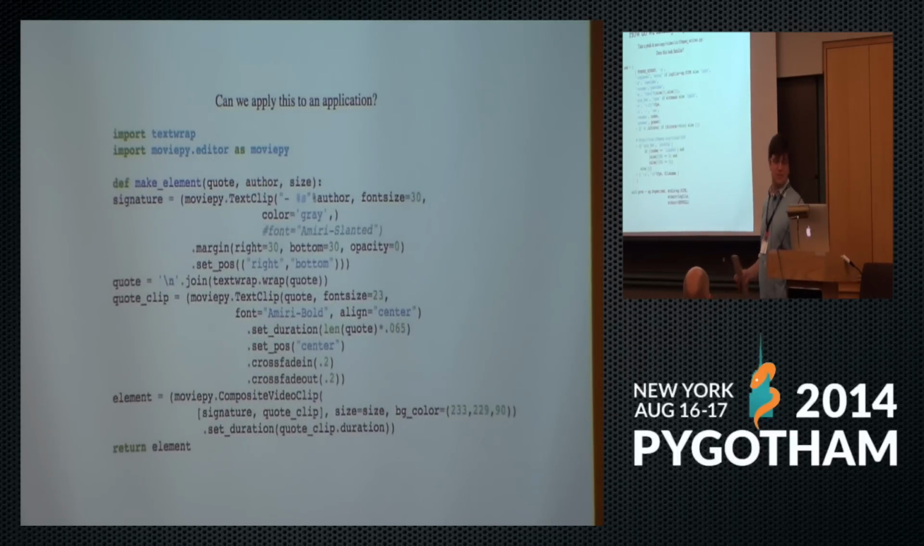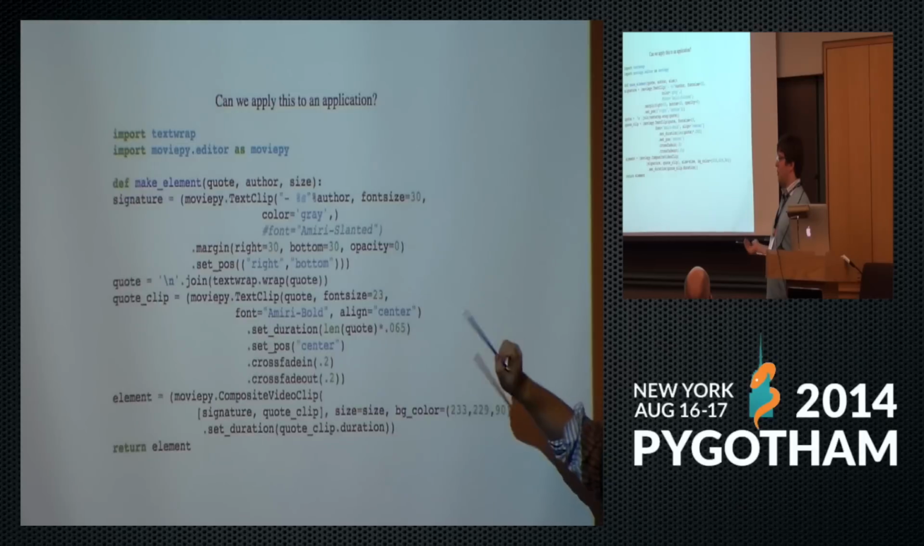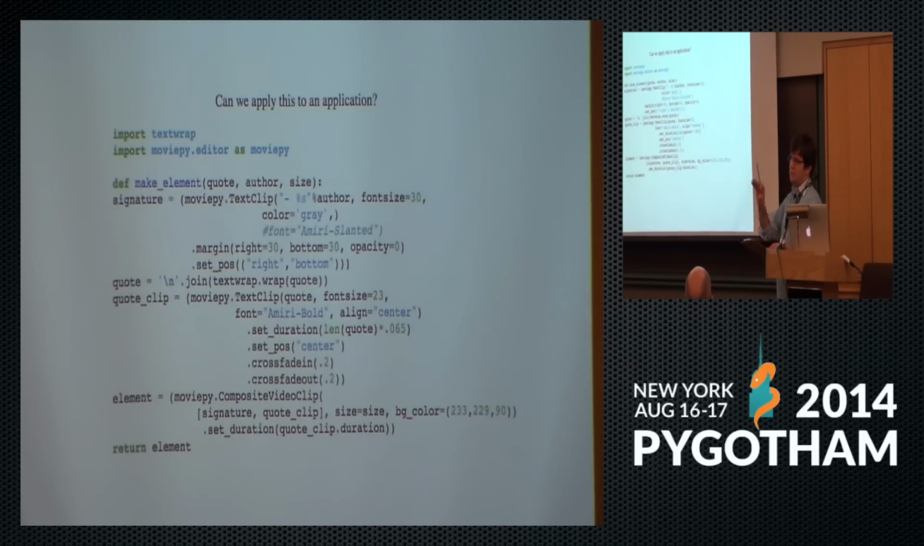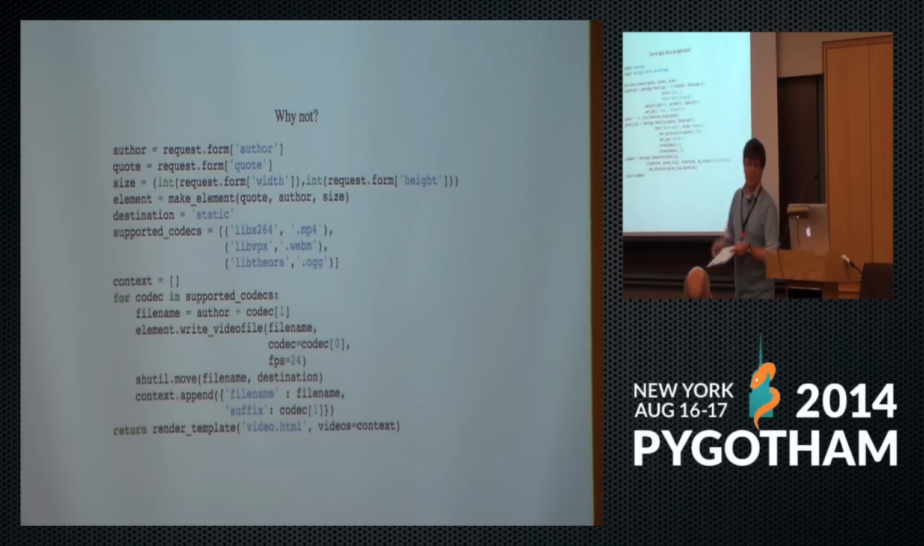This is an example of a script that would take in a quote and an author, and a file size or a resolution also, and then return to you an element of whatever you wanted. The yellow background is what I chose, and then I chose to have it a little off center. We'll see if it plays.